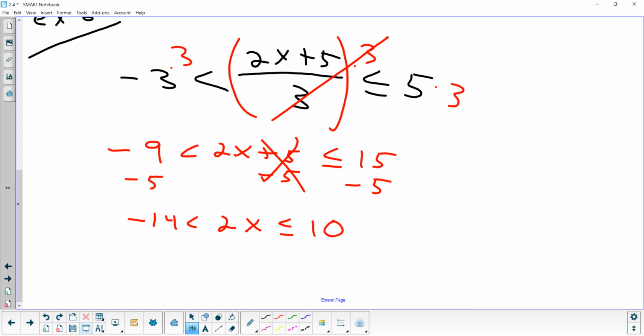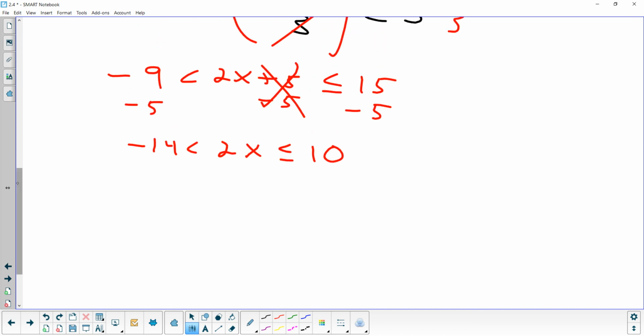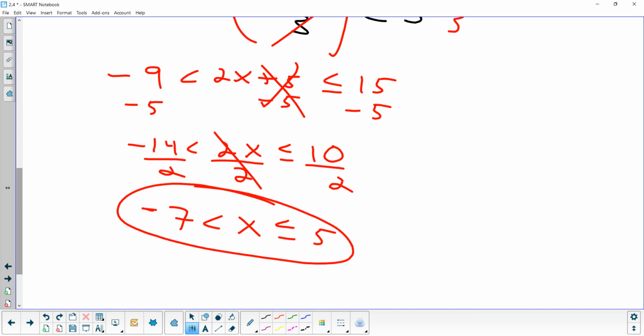And Zach, what would my last step be? Divide by 2. And is that a negative? No. If it was a negative, we'd be flipping the signs again. But it's not a negative. So we don't. So we get negative 7 is less than x, which is less than or equal to 5. Okay. Any questions on that?